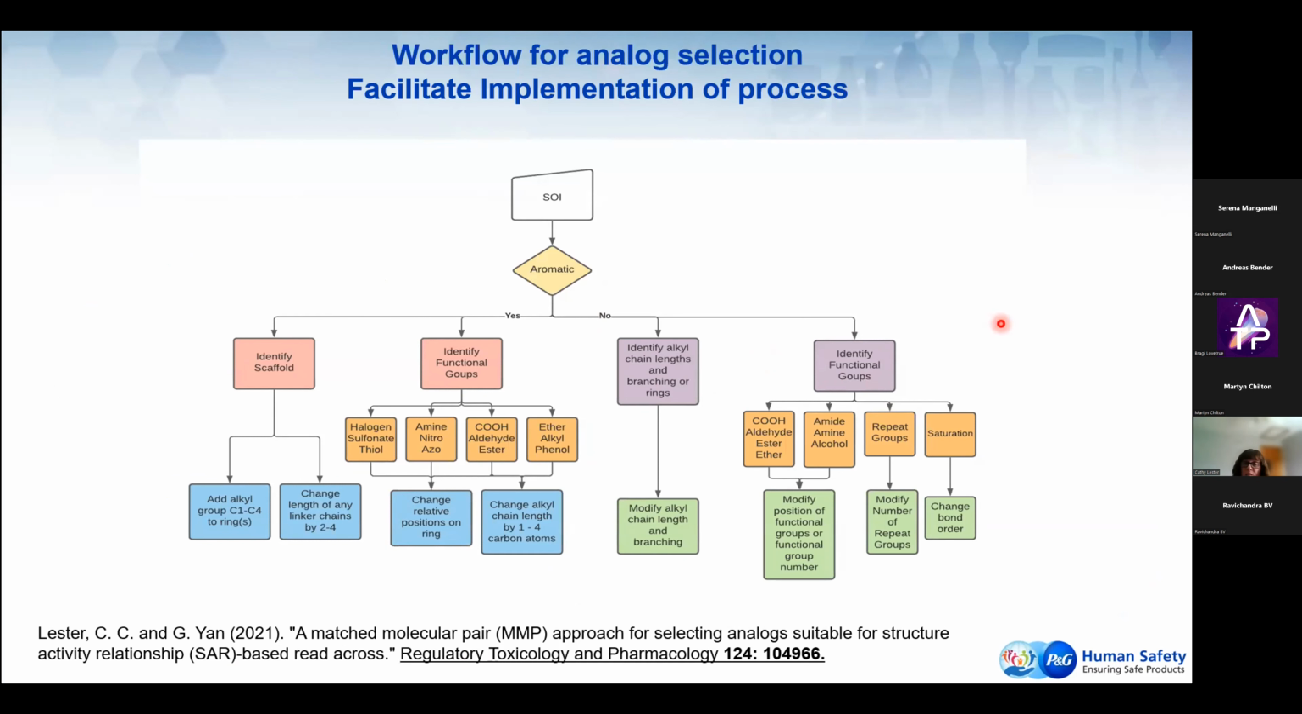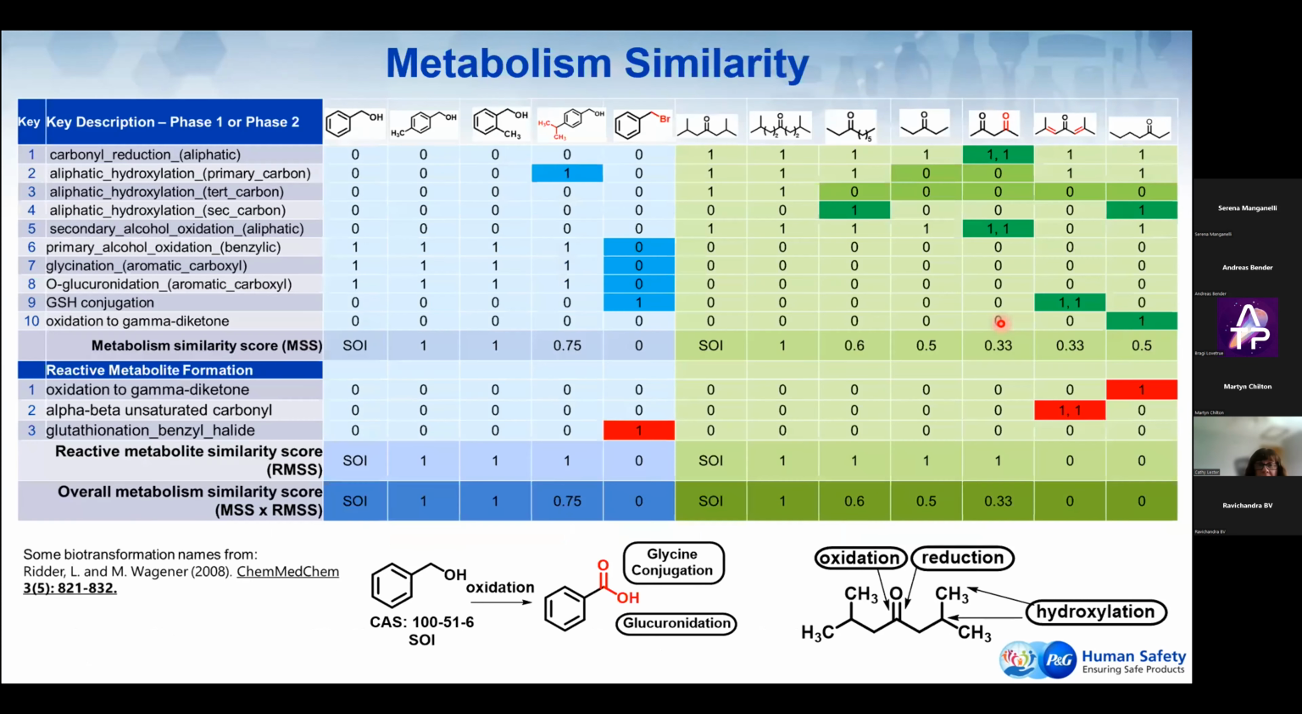So this workflow can be used to pull back analogs, right? You're going to find analogs, but to justify their use for read across, we have to show that we expect them to be similar in metabolism, physical chemical properties, and reactivity. In the past, we chemists have done a side-by-side comparison of metabolism. And so some of our new tools are quantifying that similarity. Can we quantify similarity in metabolism?